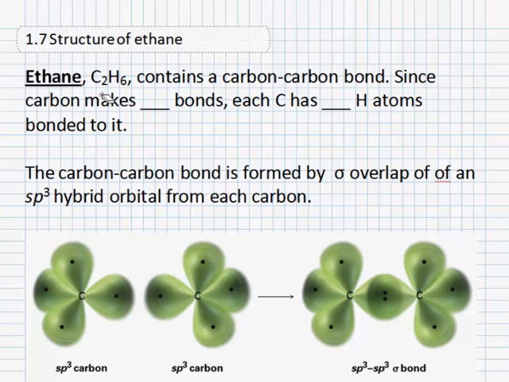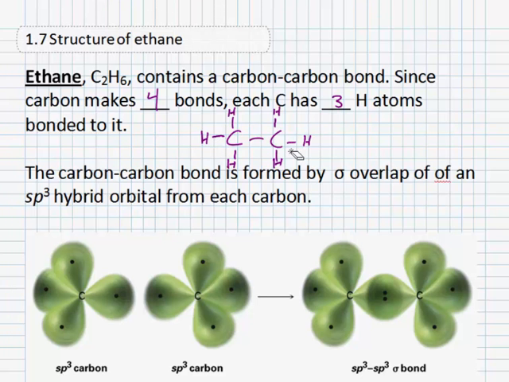And since carbon makes how many bonds? Carbon always makes 4 bonds. If there's one carbon-carbon bond, then to make the remaining bonds on those carbons, each carbon has to be attached to 3 H's. So one carbon-carbon bond that's shared between the 2 carbons will leave 3 bonds remaining on each of them.